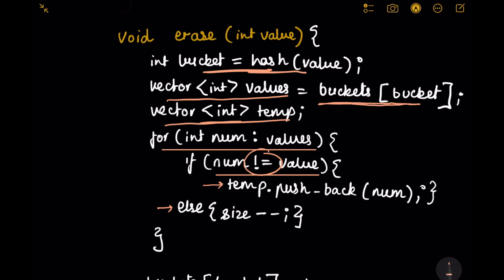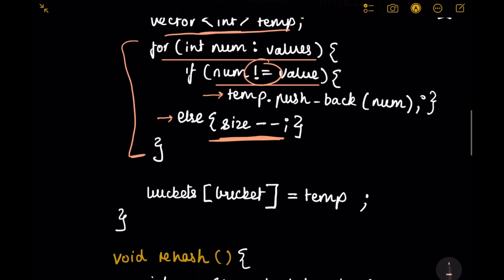Also, we have found this value in the map. This value exists in the map, and it will be removed from the map after this processing. So the total number of elements stored in the map should be reduced by 1. Similarly, we have done a size minus minus here. After this complete loop, we will have a new array that will not contain the value we were trying to delete. So now our bucket will start pointing to this new array.